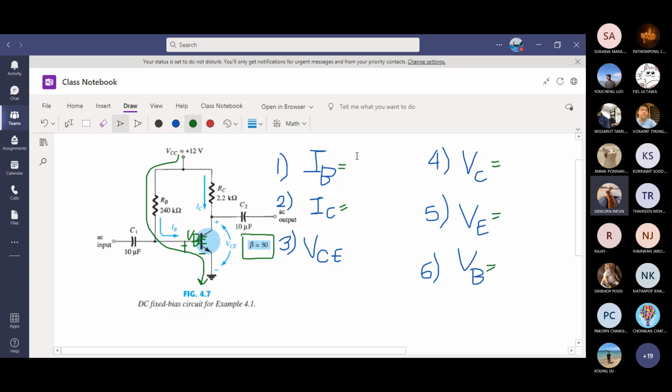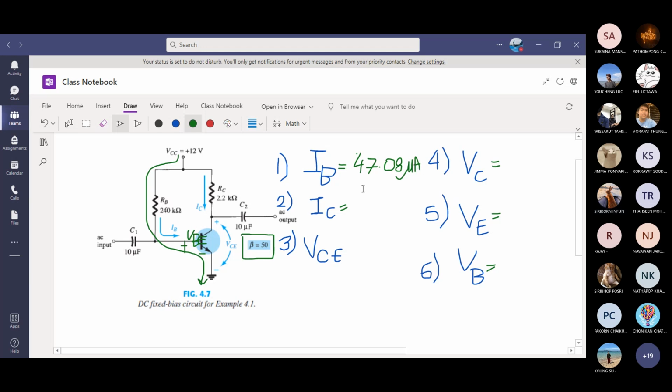Let me know, teacher, when you're done. I got IB. I got 0.0475 milliamp. So 0.047 milliamp. If you want to express in microamp, it will be 47 microamp or so. If I do exactly in calculator, it's 12 minus 0.7 divided by 240 kilo ohm. I got 48.083. I'll just write 48.08 micro.